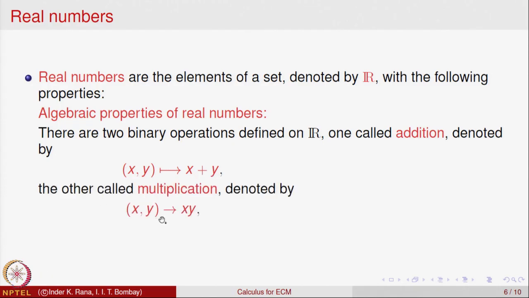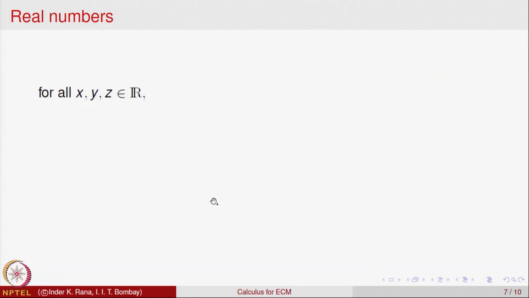And the other one is that for the pair x comma y, you can associate a number which will be denoted by x y. That is called the product of the two elements x and y. So, there is an operation of addition and an operation of multiplication. These are two binary operations on the set R with the following properties. For any three elements x, y and z in R, x plus y is the same as y plus x and x y is the same as y x.